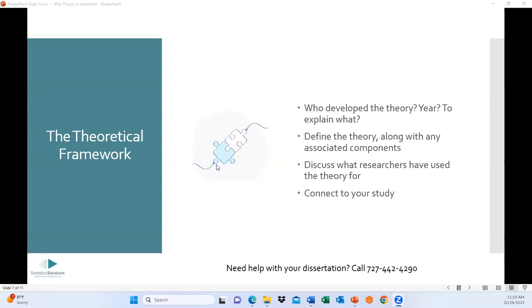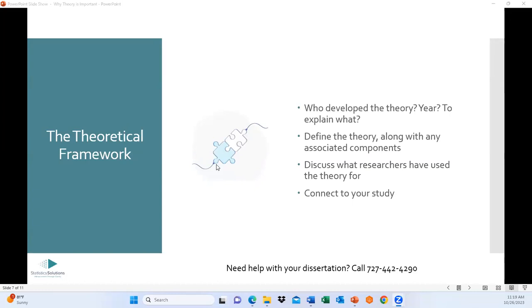But what should the theoretical framework contain, and what is it? Basically, the theoretical framework is your theory, or collection of theories, or collection of ideas that you're using to theoretically guide your study and do those things that we talked about earlier.